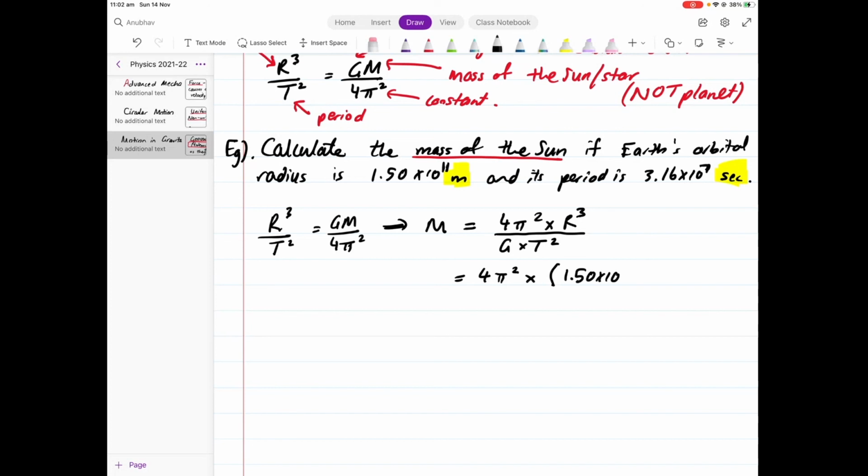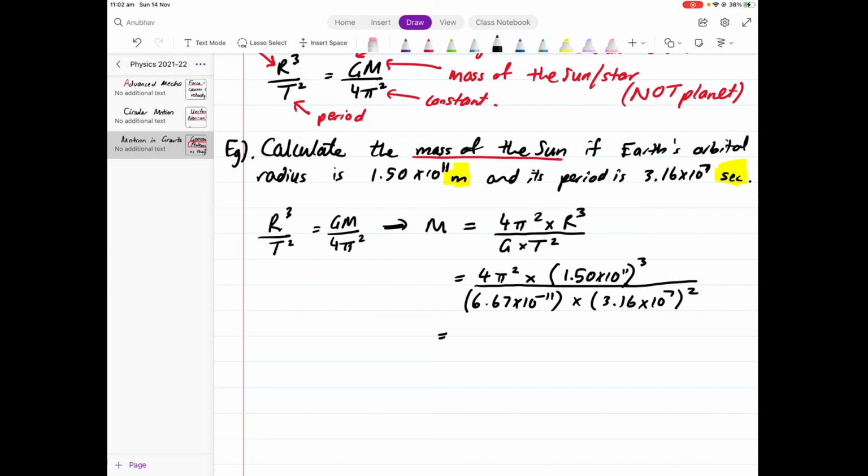1.50 times 10 power 11, close brackets, cubed. If you just cube one of these, you're going to get it wrong. You have to cube both. You have to cube the whole thing. And then you divide by G, which you need to know the value of, 10 power negative 11. And t squared, t is 3.16 times 10 power 7 seconds, whole thing squared. And if you put this in the calculator, you should get the answer. I'm going to put in the calculator right now.